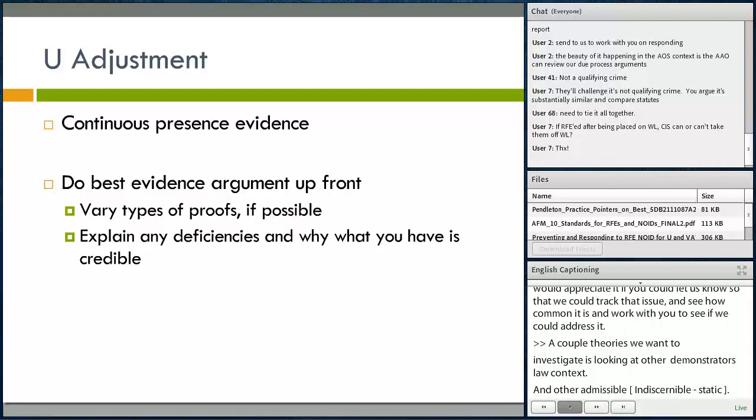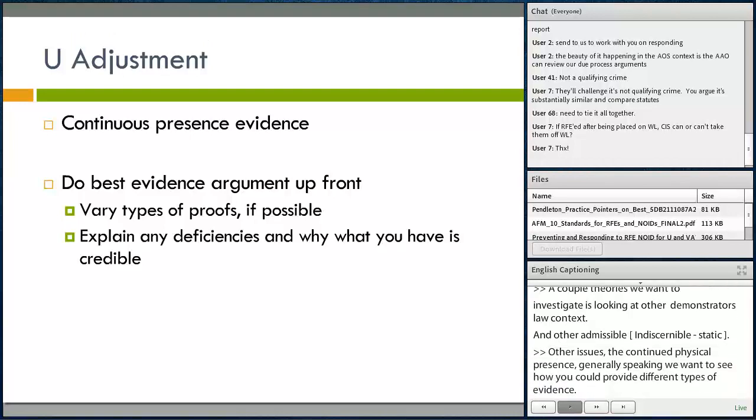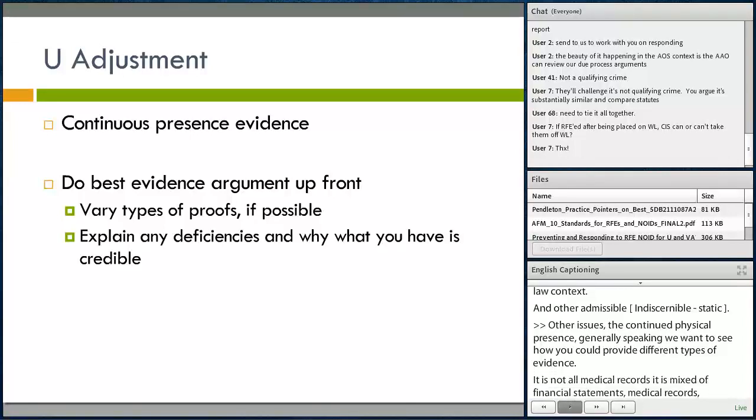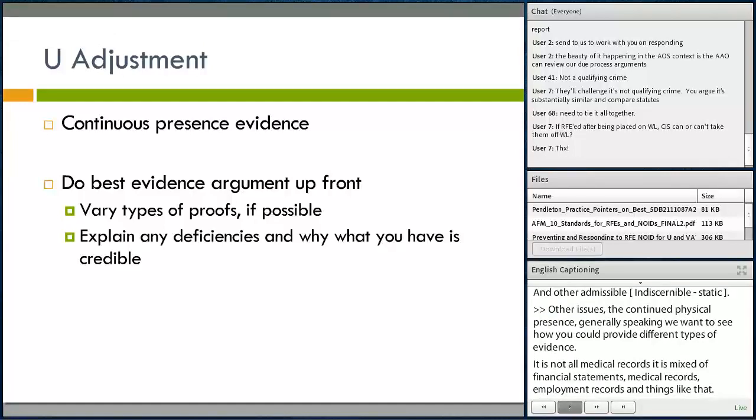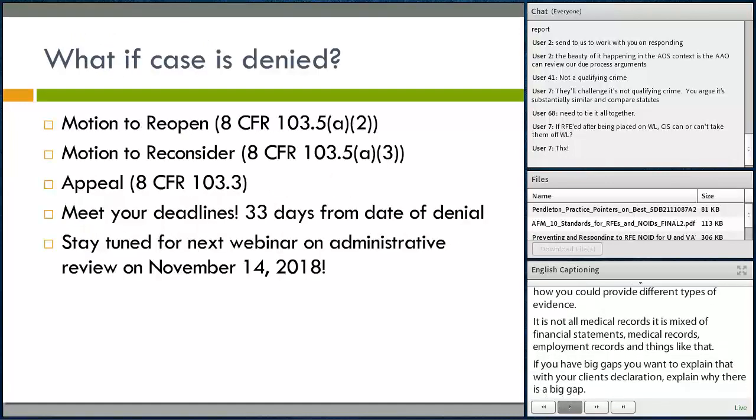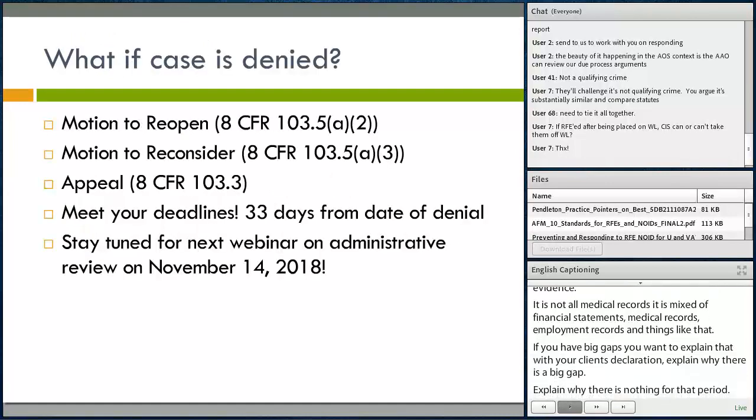All right, other issues at U adjustment are continuous physical presence. Generally speaking, you want to see if you can provide different types of evidence. So it's not all medical records. It's a mix of leases, financial statements, medical records, employment records, things like that. If you have big gaps, you'll want to explain that in your client's declaration. Explain why there is a big gap, why there's nothing for that period, and why what you have is credible, obviously.